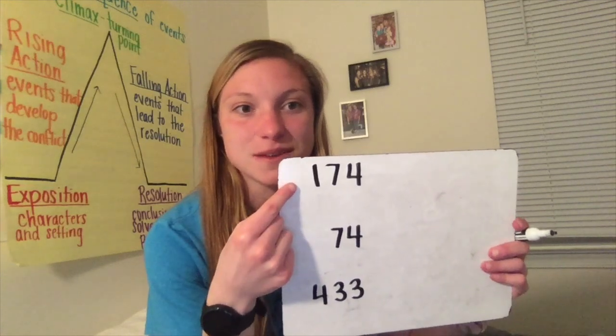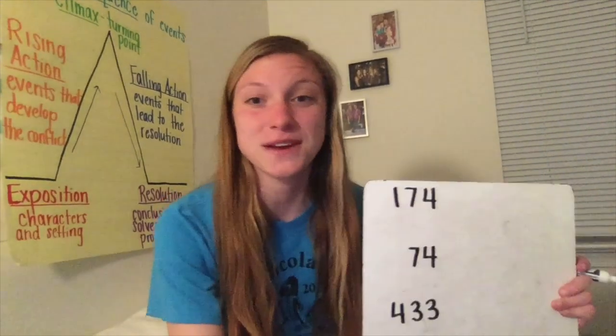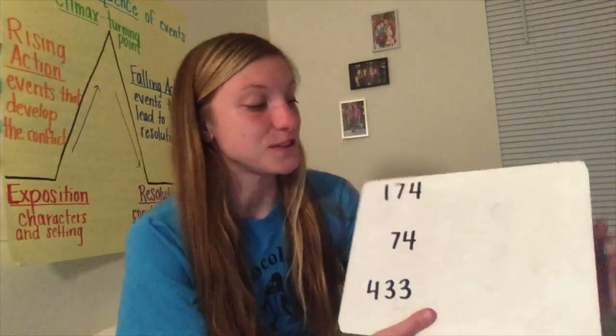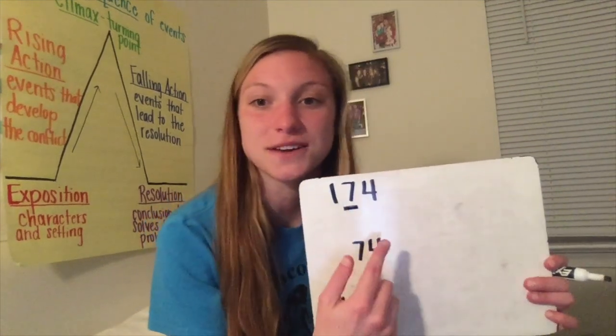So here are the 3 numbers. We have Josh with 174, Sally with 74, and Michael with 433. Now when I round to the nearest 10, I'm going to underline the tens place because that is the digit that we are rounding to. If we were rounding to the hundreds, I would underline the hundreds place. But in this case, we're rounding to the nearest 10.